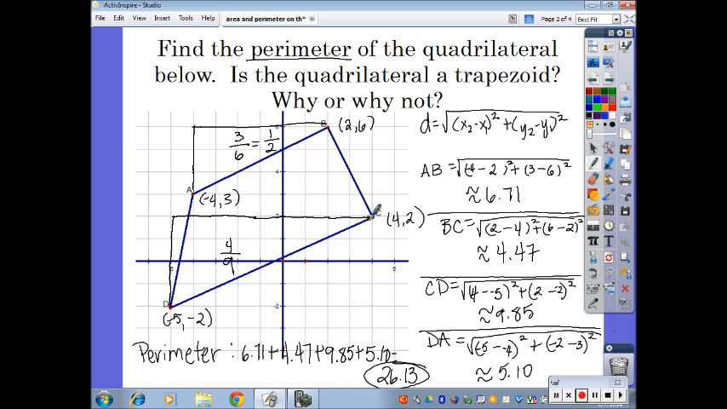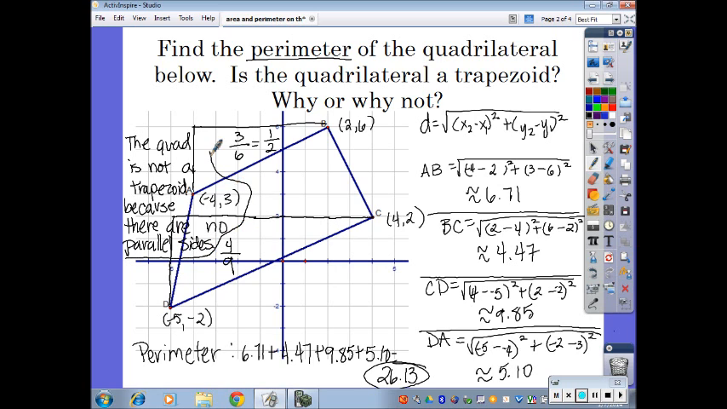So it says, is the quadrilateral a trapezoid? The quad is not a trapezoid. And it says why or why not, so I add because there are no parallel sides. So that would be the second part to my answer. First, the perimeter is 26.13, and second, it's not a trapezoid because I don't have a pair of parallel sides.